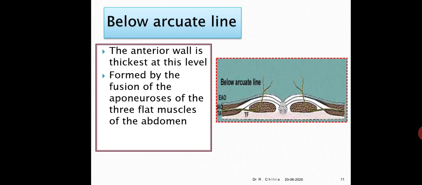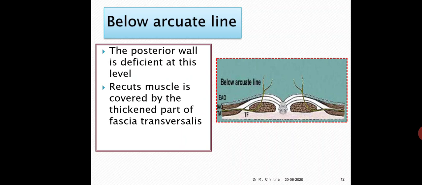So there is no posterior wall. We told that below the arcuate line it is deficient. So now you should have understood that the anterior wall is complete and the posterior wall is deficient. The posterior wall is deficient at this level.